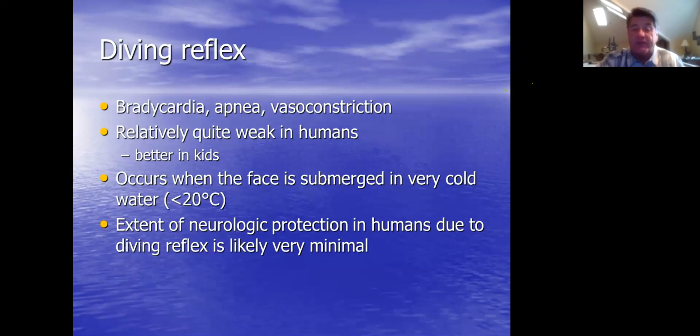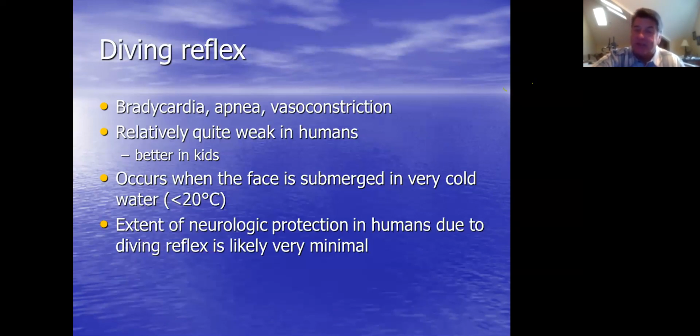It occurs when the face is submerged in very cold water, usually less than 20 degrees centigrade. Now that's where, as you read through your SVT protocol I talked about, that sometimes you can break SVT by putting somebody's face in cold water. SVT is a superconductive pathway, and when you put somebody's face in a bucket of cold water, it causes a diving reflex. The heart rate will slow down.